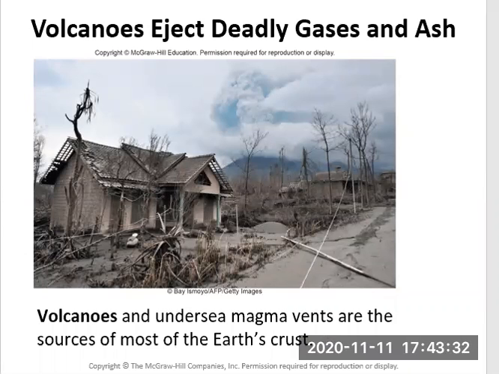Volcanic ash covers damaged houses and dead vegetation after the November 2010 eruption of Mount Merapi in central Java. More than 300,000 residents were displaced and at least 325 were killed by this multi-day eruption.